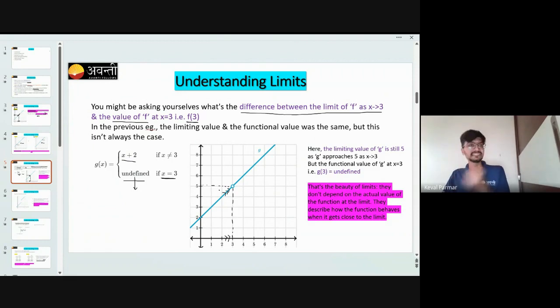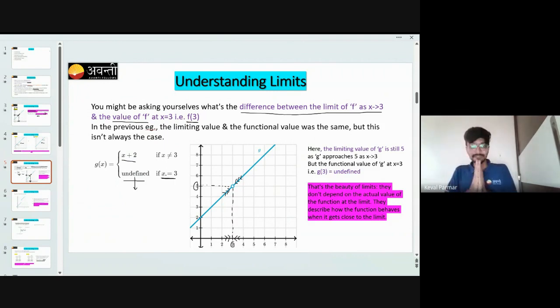Similarly, from the right hand side, as we approach 3, the graph approaches 5. Please note, we are not talking about the exact value, we are talking about the approaching value. So from the left hand side and from the right hand side, the graph approaches the same value, which is 5. So this means that the limiting value of the function as x approaches 3 is equal to 5. But the functional value is undefined.